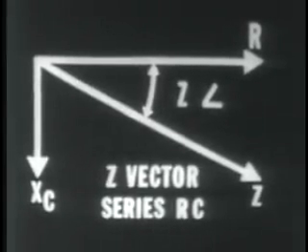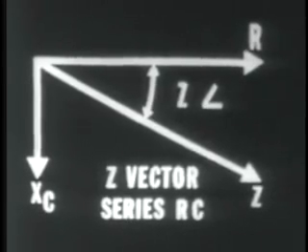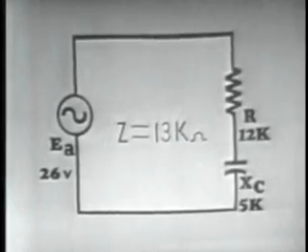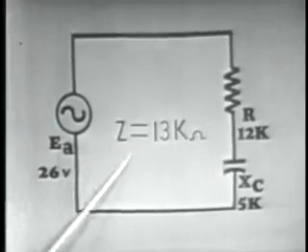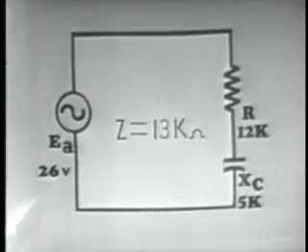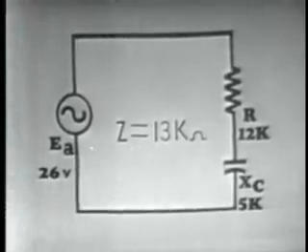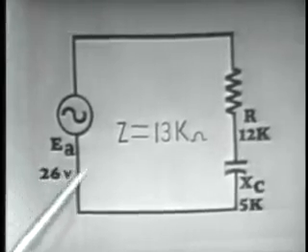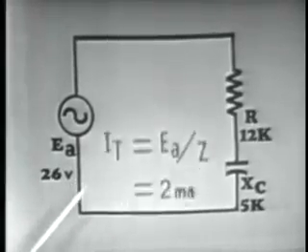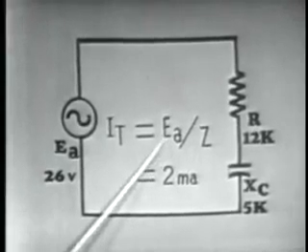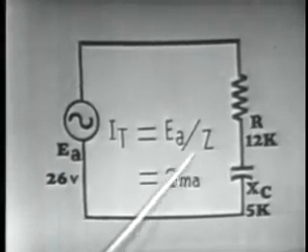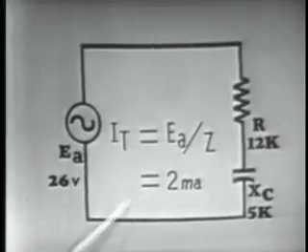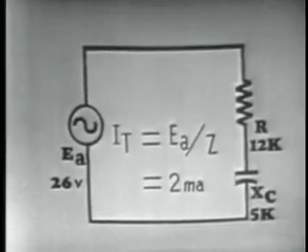Of course, if the value of R or the value of X sub C were changed, the impedance angle would change, and of course the magnitude of the impedance vector would change as well. All right, using this information then, we have determined Z to be equal to 13 k ohms graphically. This is the total opposition of our circuit. We can determine the current flow in our circuit simply by taking this impedance and dividing it into the voltage. 13 k ohms divided into 26 volts would give us a current of 2 milliamperes flowing in our circuit.